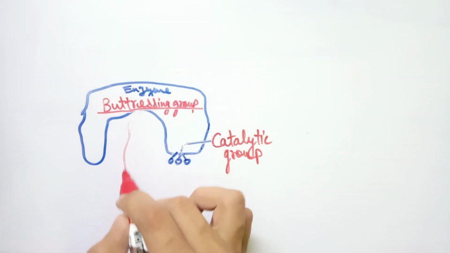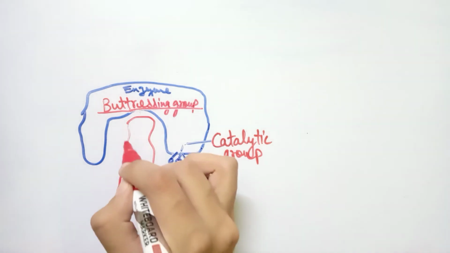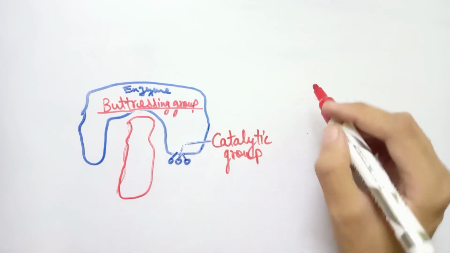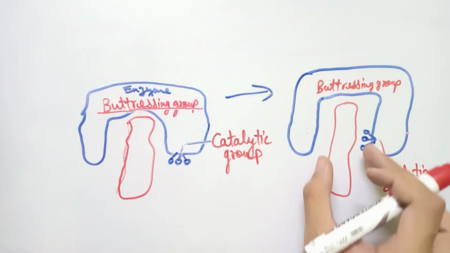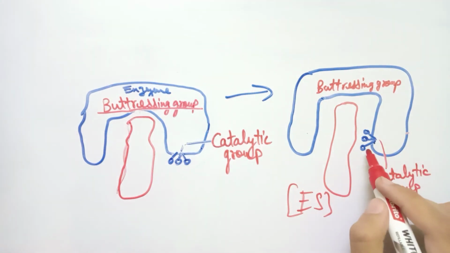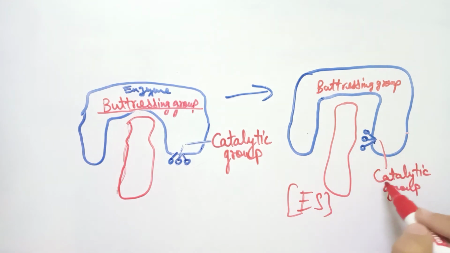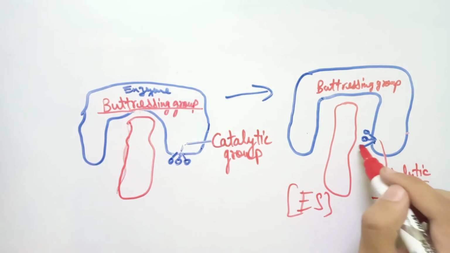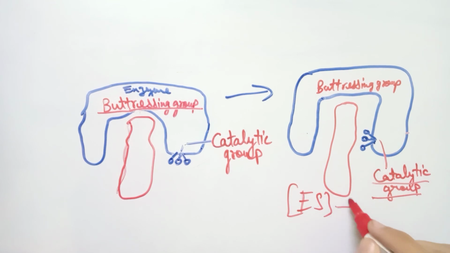So, let's assume a substrate comes here. As the substrate comes here, this catalytic group will change its shape. As you can see, now the enzyme substrate complex is formed, and after the enzyme substrate complex is formed, this catalytic group has changed its shape towards the substrate bonds. So this catalytic group changes its shape towards the substrate bonds and will now help the enzyme in breaking all these substrate bonds that are present, and in this way this enzyme substrate complex will produce a new product.